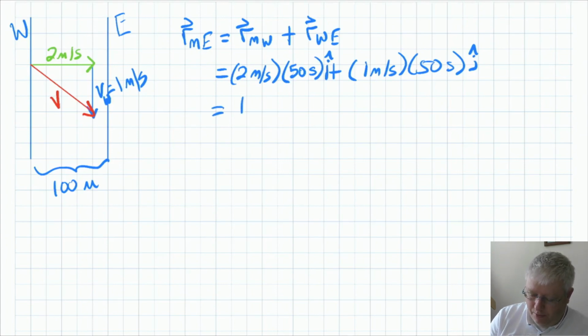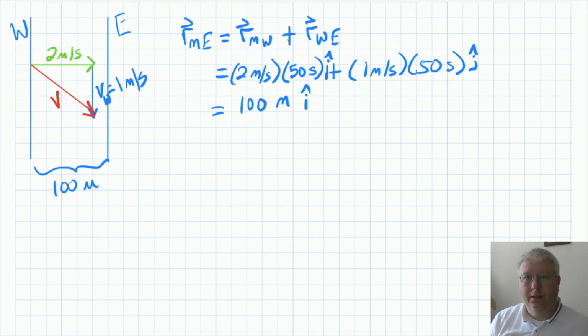All right, so I move 100, and my seconds cancel out, so I'm left with meters, in the I hat direction, and 100 meters makes sense because that's the width of the river that I'm trying to cross. Plus 1 times 50 is 50. Seconds cancel out again. I'm left with meters, J hat. So that means I'm going to end up 50 meters south, downstream from where I intended to end up.